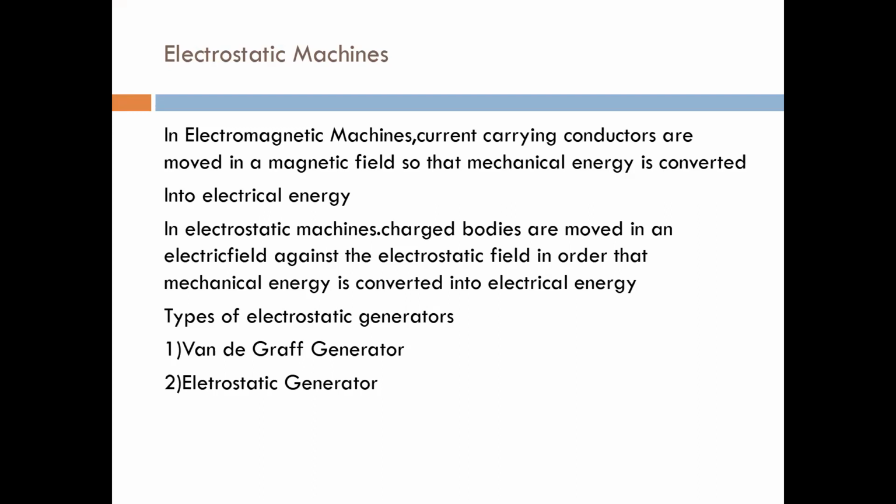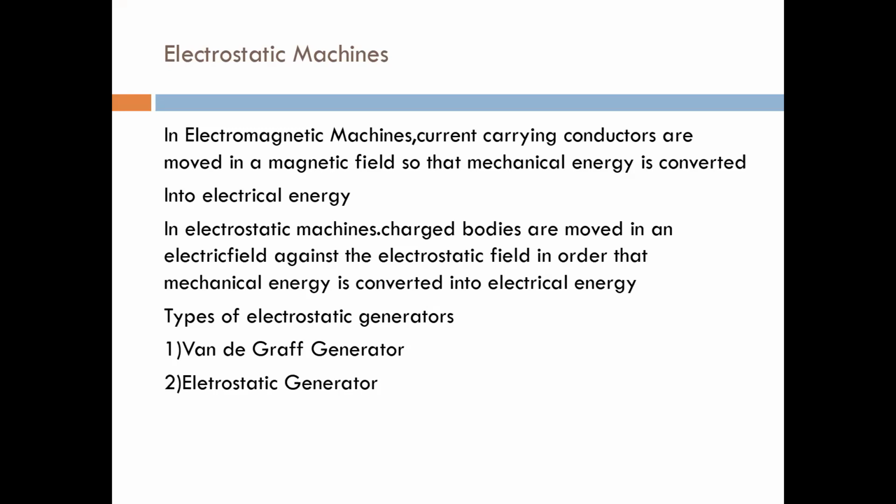Now, in the current lecture, we will see the electrostatic machines. In the electrostatic machines, they are classified as the Van de Graaff generator, named after the scientist who invented it, and the second one is the electrostatic generator. So what is this electrostatic machine? What happens in this case?